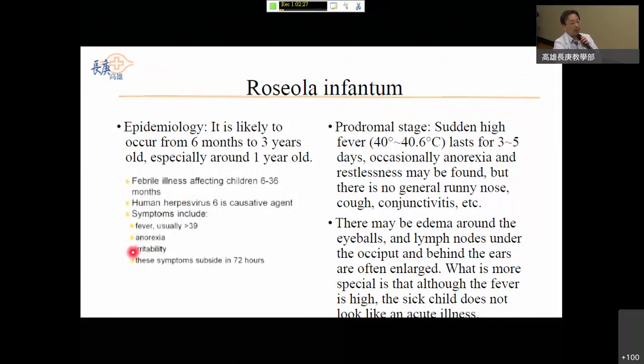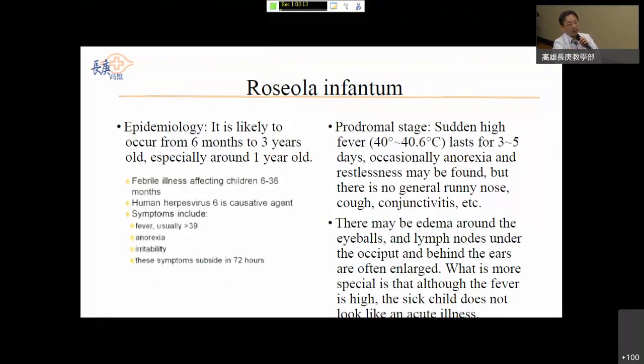About 90% of children will present with high fever, and that's a fever above 90 degrees Celsius, okay? And anorexia, which gives a poor appetite, and irritability, because the child feels very uncomfortable, so he is very irritable, okay? However, these symptoms might subside within 72 hours, okay? And after the fever subsides, the rash will appear, okay?